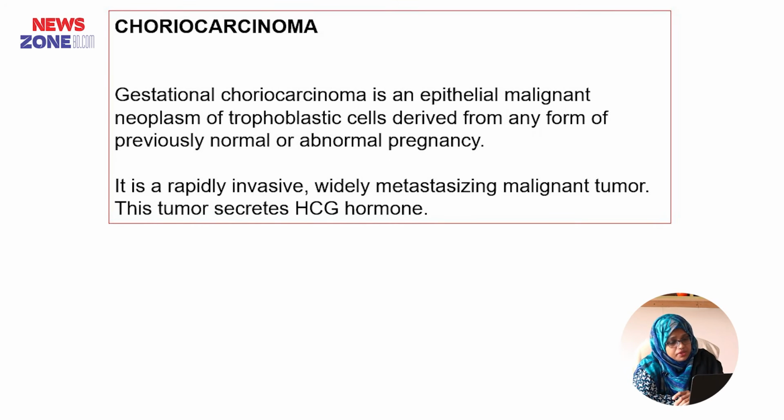Then come to our next topic, that is choriocarcinoma. Gestational choriocarcinoma is an epithelial malignant neoplasm of the trophoblastic cell that is derived from any form of previously normal or abnormal pregnancy. So, it is a rapidly invasive, widely metastasizing malignant tumor, and this tumor can also secrete human chorionic gonadotrophic hormone.